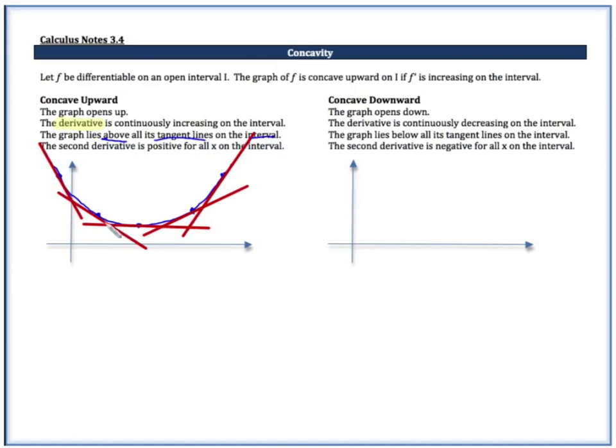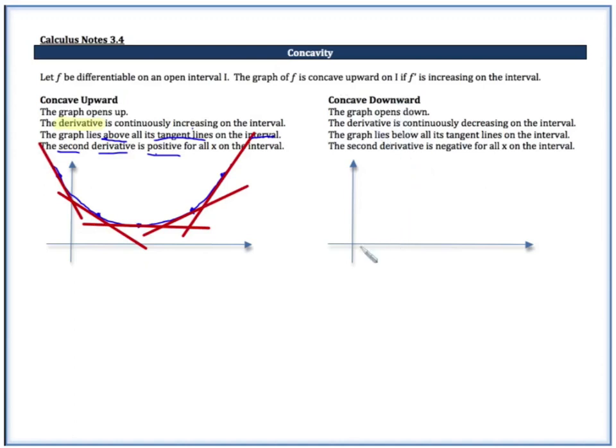So you can see here these tangent lines are all below the graph, and the graph is above all those tangent lines. What we're going to learn today is the way we're going to be able to find this is that the second derivative is going to be positive for all the x's on the interval. So we think about this as if the derivative is continuously increasing, well, the second derivative tells us what the first derivative is doing. And so if the second derivative is positive, that means that the first derivative is increasing. Okay, so that's kind of the idea of what's going on here.